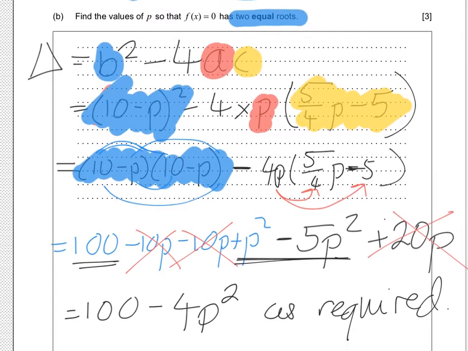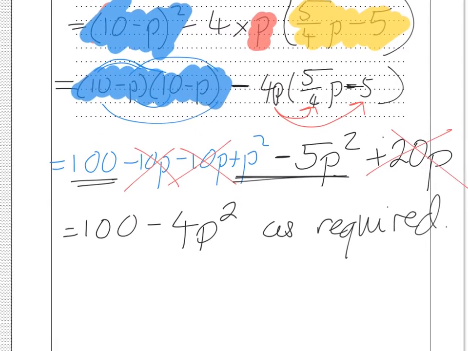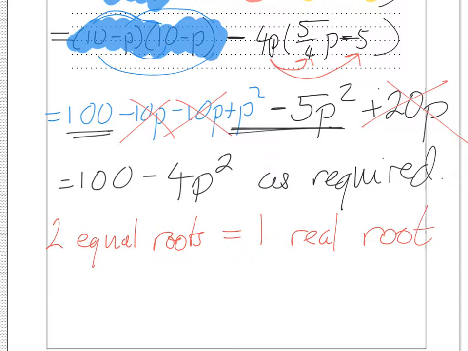Let's have a look what part B says. Find the values of p so that f of x equals 0 has 2 equal roots. Another way of saying that is to say, well, it's got one real root. When does that happen? That happens if, when you do the quadratic formula, x is minus b plus or minus the square root of b squared minus 4ac all over 2a. When you use that formula, you've got the plus square root and the minus square root. You get the same answer only if that square root is 0.